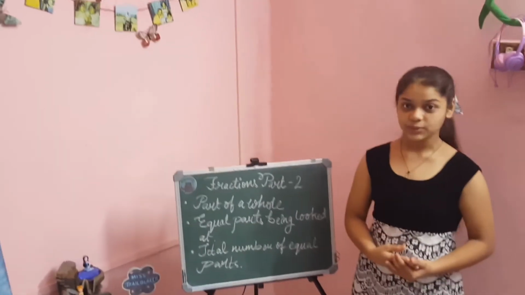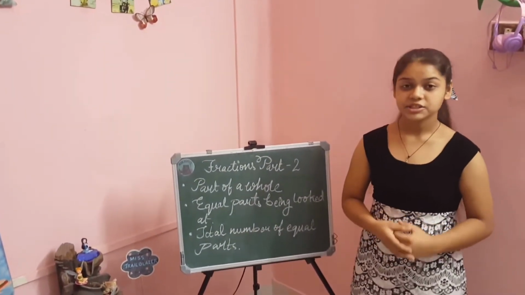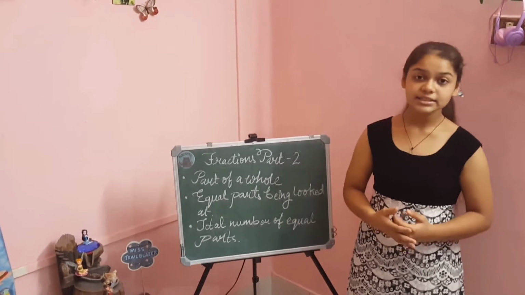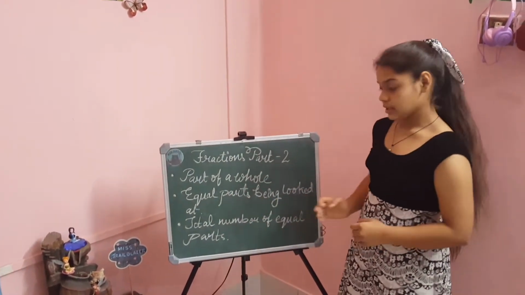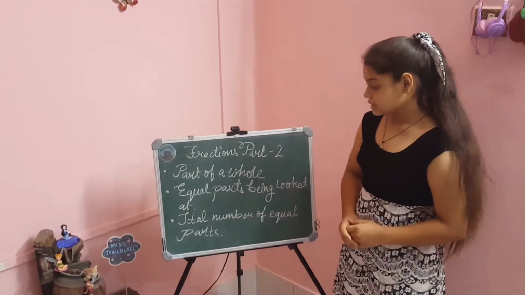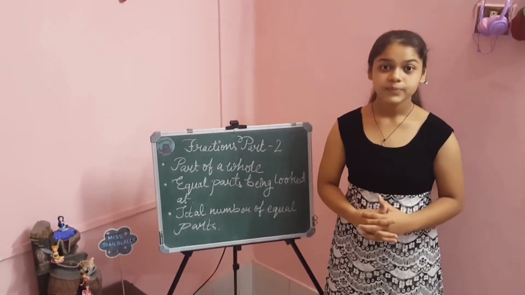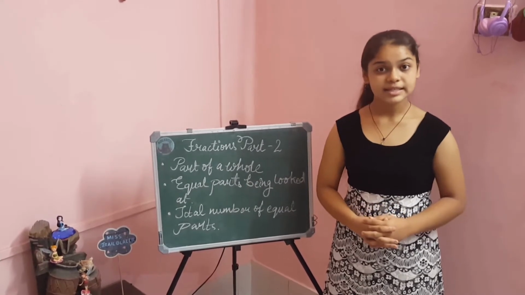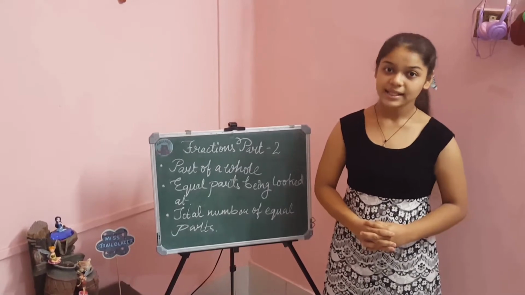As we already know, fraction is a part of a whole. In a fraction, we have a numerator and a denominator. Numerator are equal parts being looked at and denominator are the total number of equal parts. As we know, each fraction can be represented on a number line. But where and how? Let us learn that.